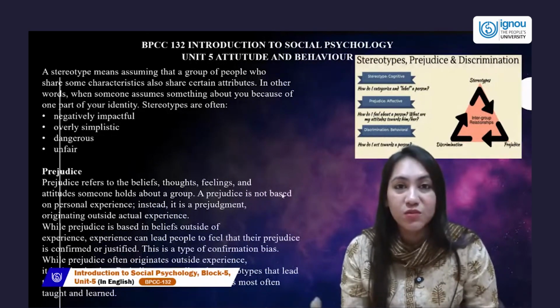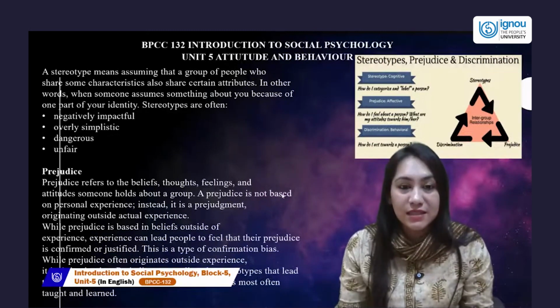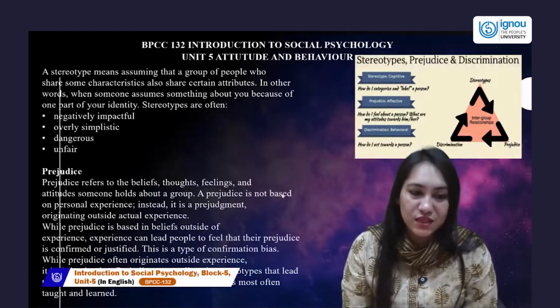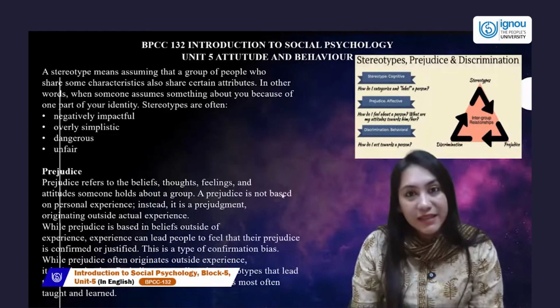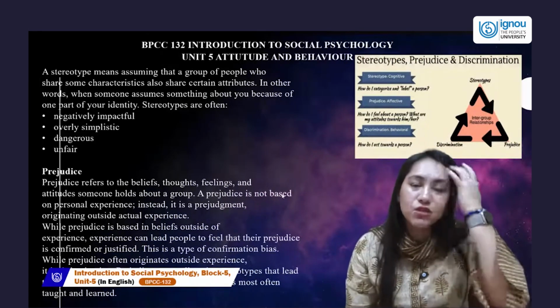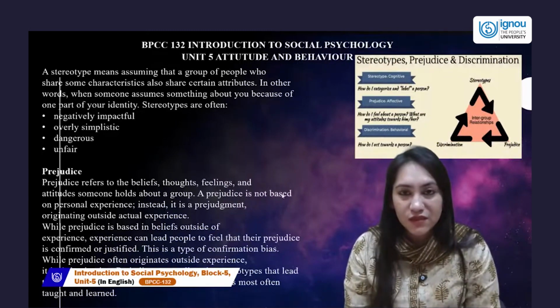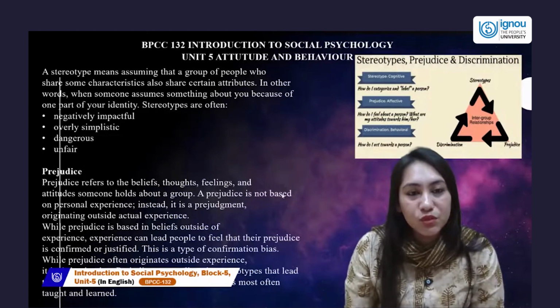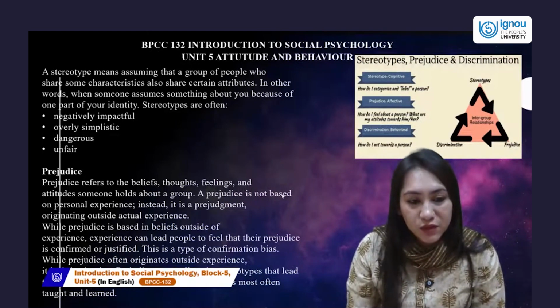This prejudgment that we see outside us and outside our own personal experience, we take as prejudice. Prejudices ideally are negative in nature. They are not like stereotypes, which can be both positive and negative. They are mostly negative in nature. And prejudice is based on belief outside of experiences.